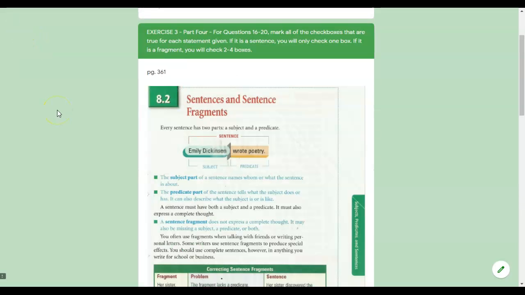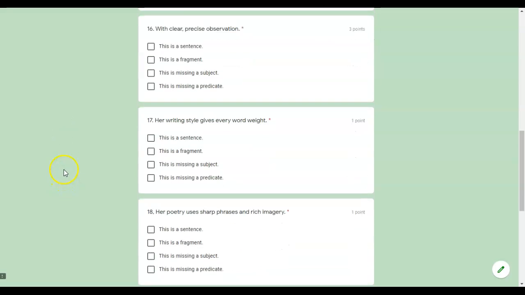Exercise 3, part 4, for questions 16 through 20, you're going to mark all of the check boxes that are true for each statement that's given. If it's a sentence, you're only going to check one box, saying it's a sentence. If it's a fragment, you'll check 2 to 4 boxes. You'll mark that it's a fragment, and then you'll say if it's missing a subject, or if it's missing a predicate, or if it's missing both of those. Okay? So let's look at 16.